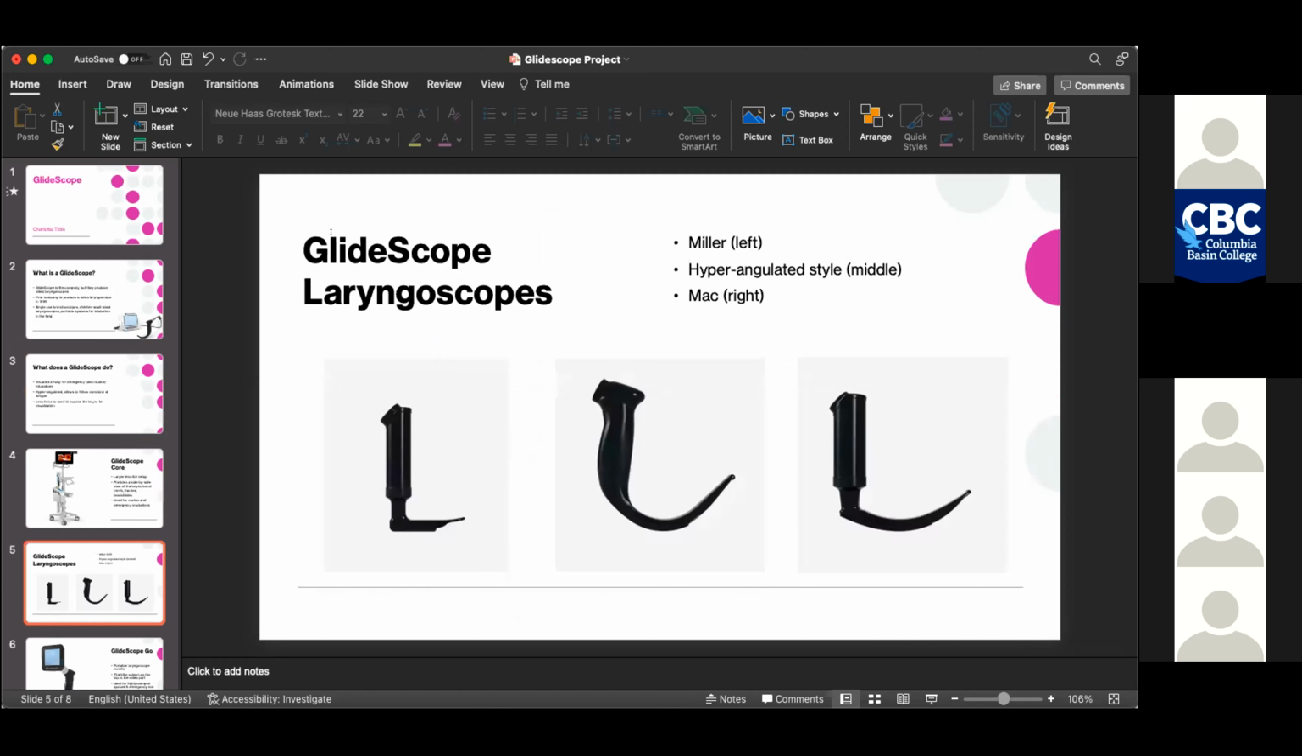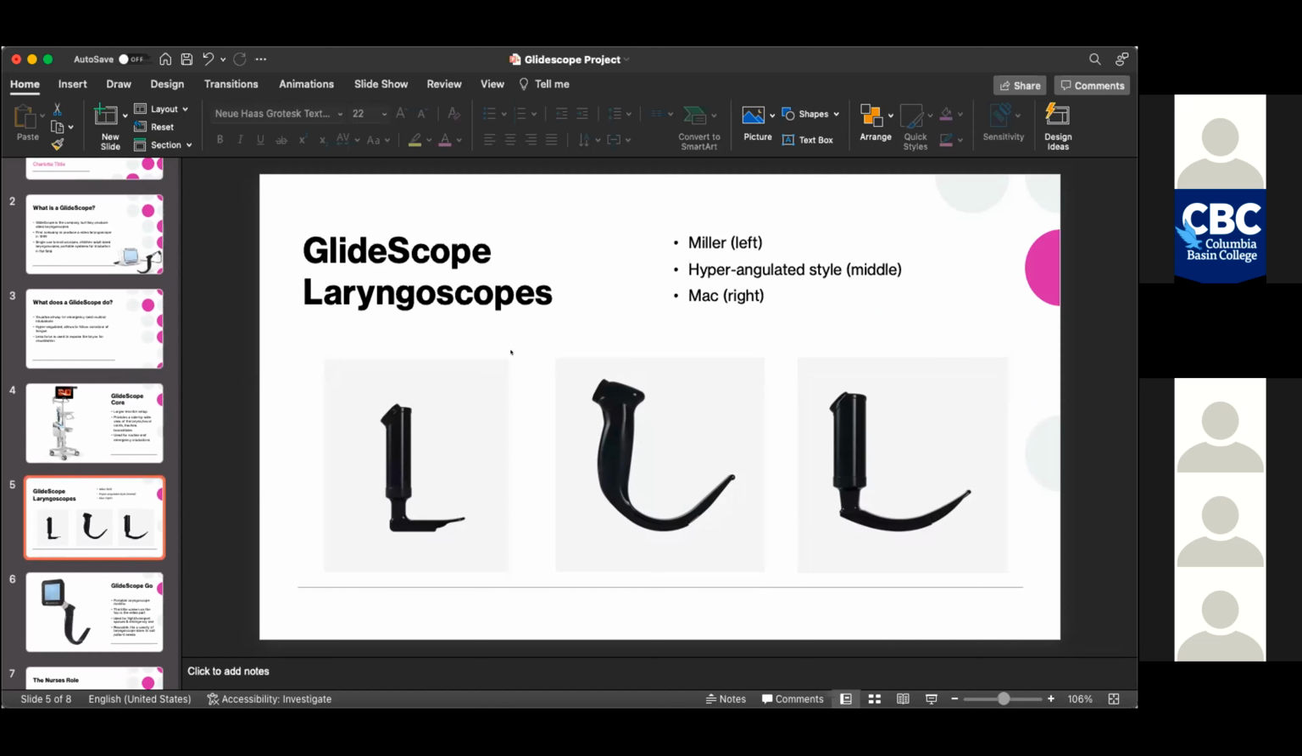And so here are the different laryngoscopes that GlideScope has. They have the traditional Miller, which is here on the left, and then they have the Mac, which is here on the right. But you can tell this one in the middle is their hyperangulated specialty style. You guys can see this, right? Yes, we can. Okay. So you can tell how much more angulated it is than the Miller or the Mac here on the right.